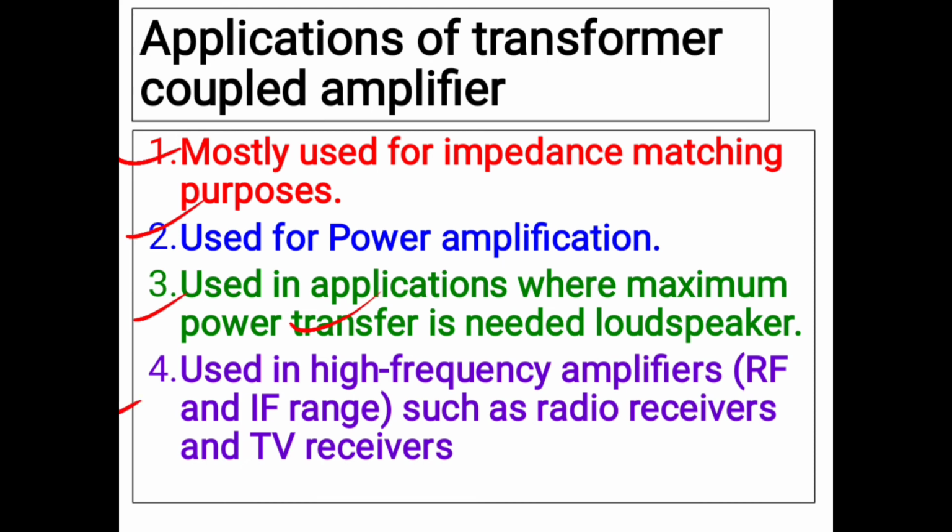Now the fourth application is that they are used in high frequency amplifiers in the RF and IF range. Here RF is the radio frequency range and IF is the intermediate frequency range. For example, we can take radio receivers and TV receivers. In radio receivers and TV receivers, the transformer coupling method or transformer coupled amplifier circuits are used. These are the various applications of the transformer coupled amplifier circuit.